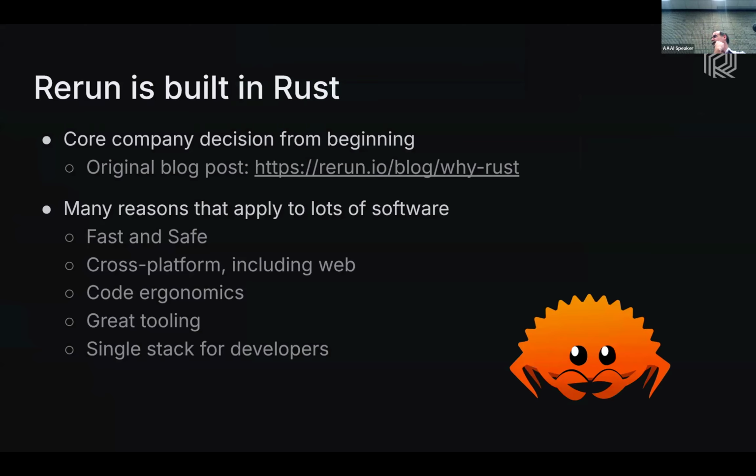I think one of our co-founders, Emil, wrote a blog post back in 2022, maybe, about why we chose to build Rerun in Rust. In general, I feel like most of those reasons are the same reasons that you'll see in any post about why Rust is good for general software engineering, right? It's fast, it's safe, it's cross-platform. You can run it in web, right?